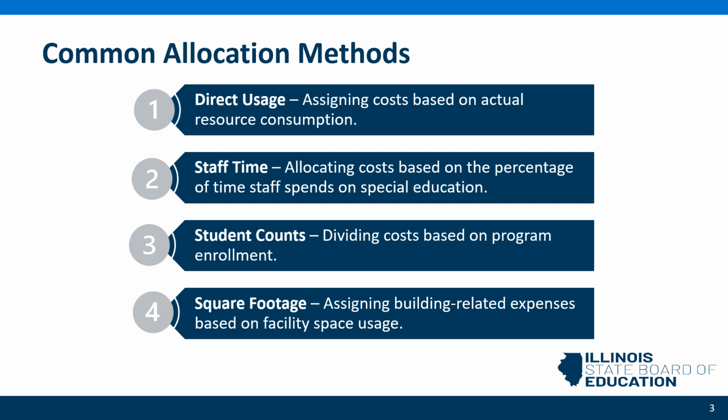To achieve this, various allocation methods may be used depending on the nature of the expense and the availability of relevant data. Common allocation bases include direct usage, staff time, student counts, square footage, or other measurable factors that best represent the relationship between the cost and the benefiting program. Each expense category may require a different approach to allocation, ensuring costs are distributed accurately based on usage and impact.